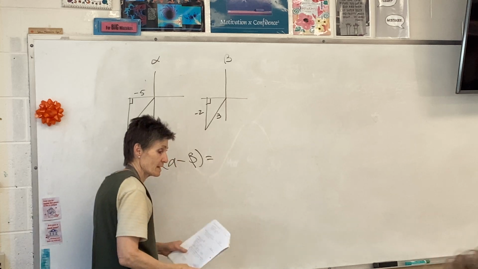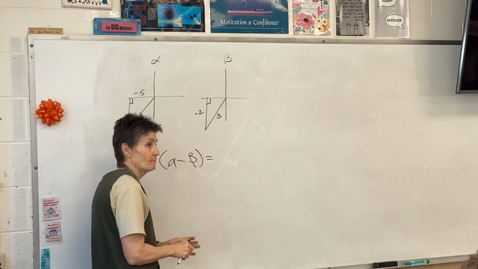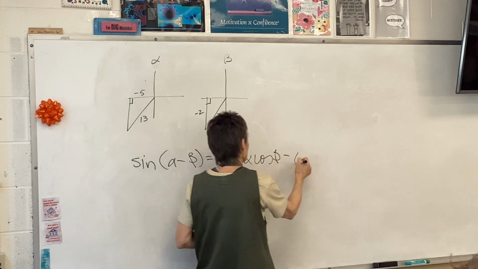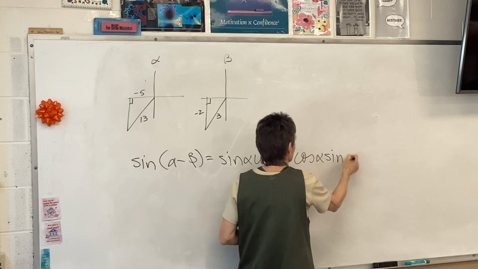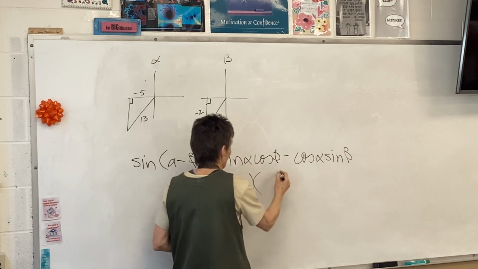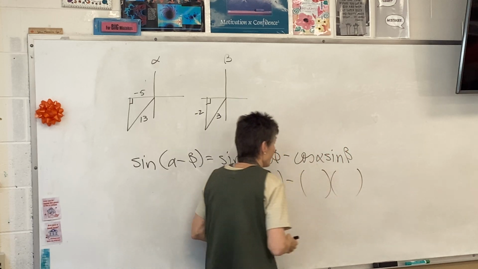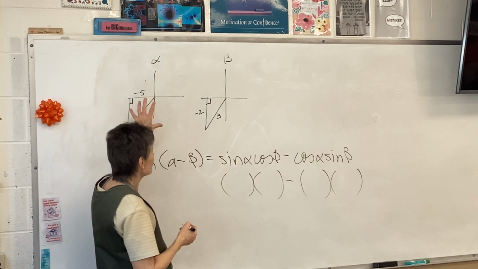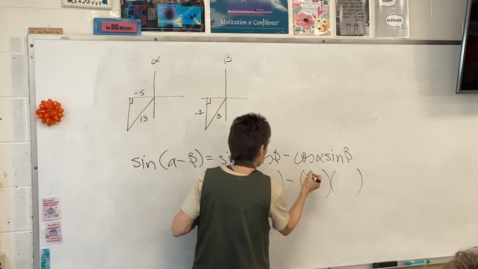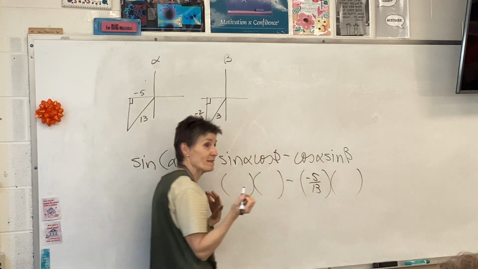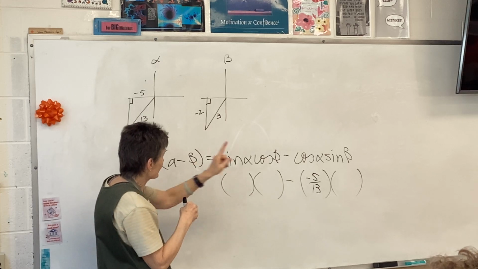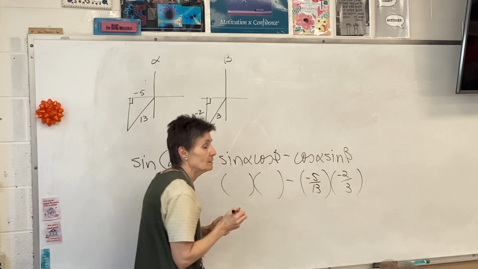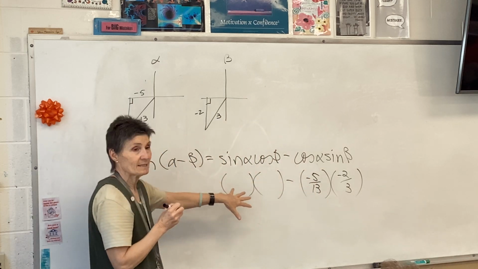What's my formula for the sine of alpha minus beta? Sine alpha cosine beta minus cosine alpha sine beta. So I need to figure out what these four numbers are. I know that the cosine of alpha is negative 5/13. They told me that in the problem. And I know the sine of beta is negative 2/3. They told me that in the problem.